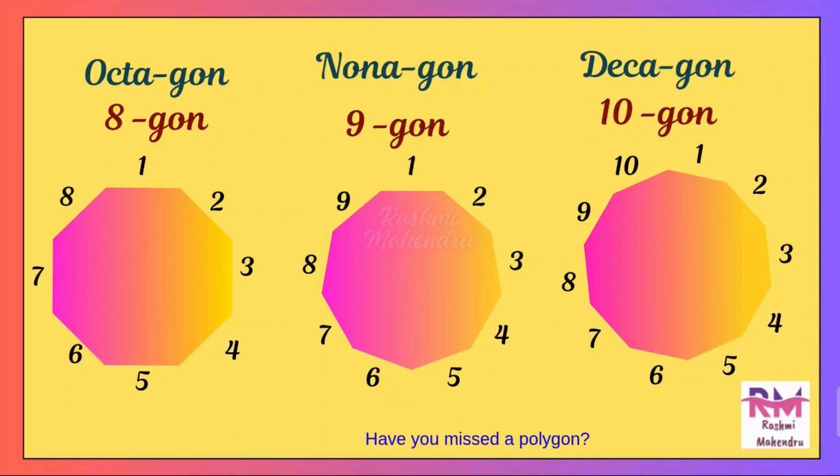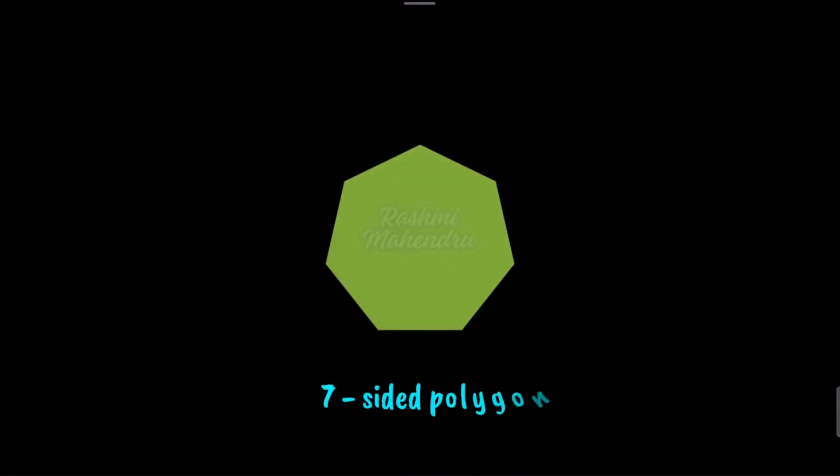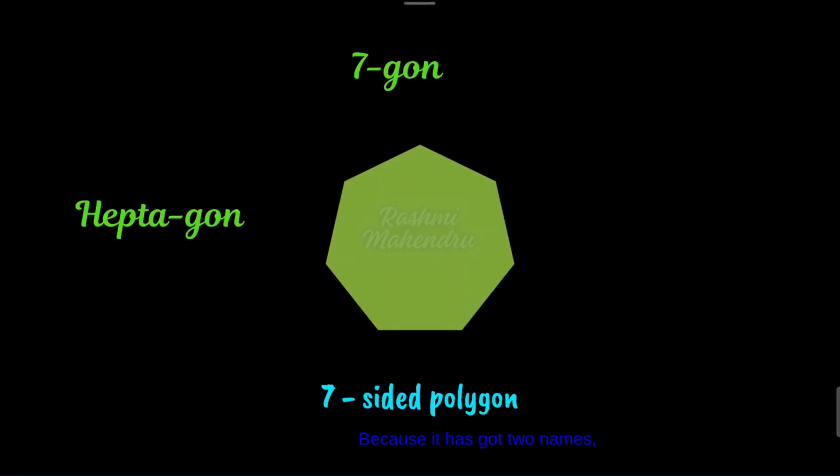Have you missed a polygon? Yes, the 7-sided polygon. It's a special polygon. Why? Because it has got 2 names, heptagon and septagon, which at times confuses the student. So we have explored polygons.